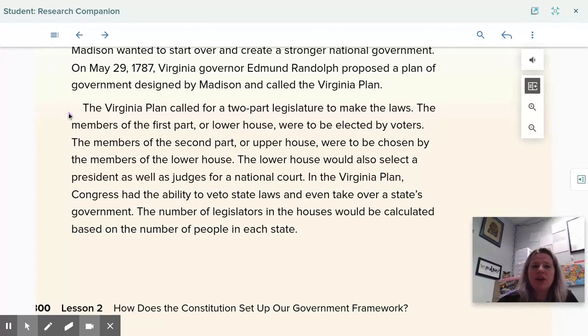The Virginia Plan called for a two-part legislature to make the laws. The members of the first part, or the lower house, were to be elected by voters. The members of the second part, or the upper house, were to be chosen by the members of the lower house. The lower house would also select a president as well as judges for a national court. In the Virginia Plan, Congress had the ability to veto state laws and even take over a state's government. The number of legislators in the House would be calculated based on the number of people in each state.